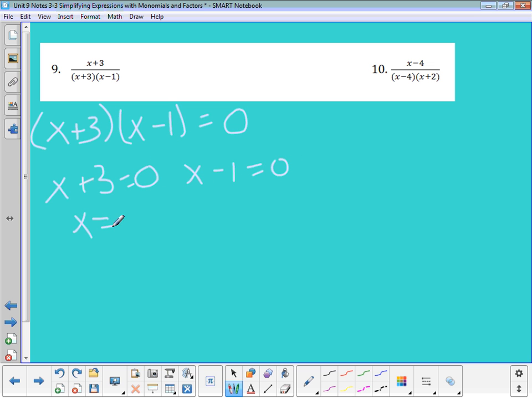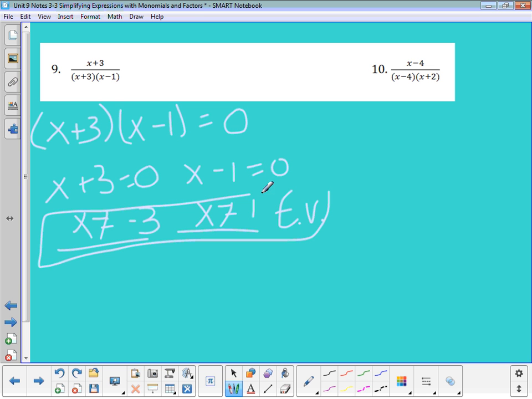So this is going to get x is equal to -3, and this is going to get that x is equal to 1. So these two are my excluded values. So when I write them as excluded values, I want to cross them off so we don't include those numbers.